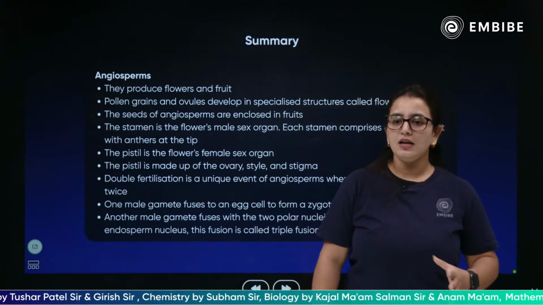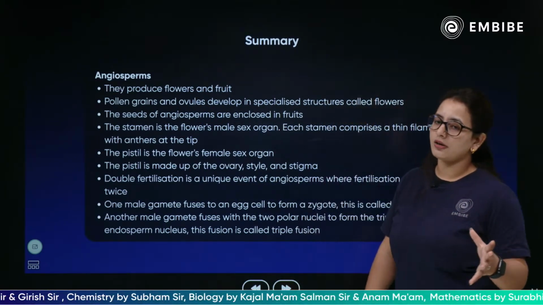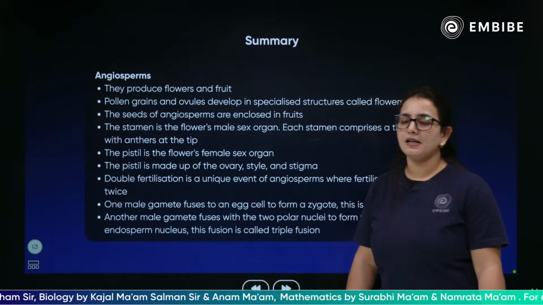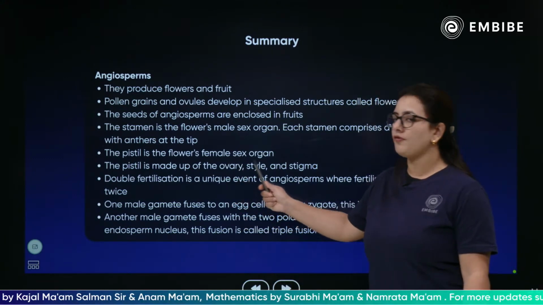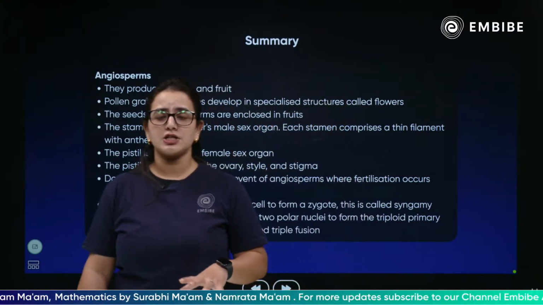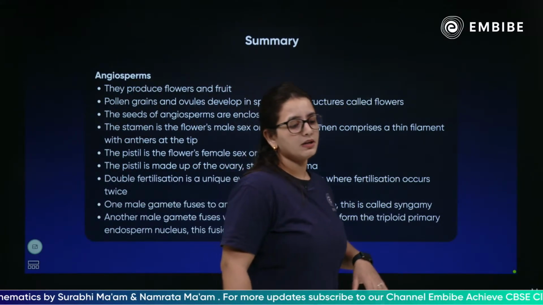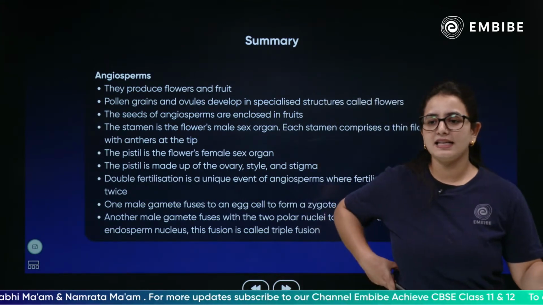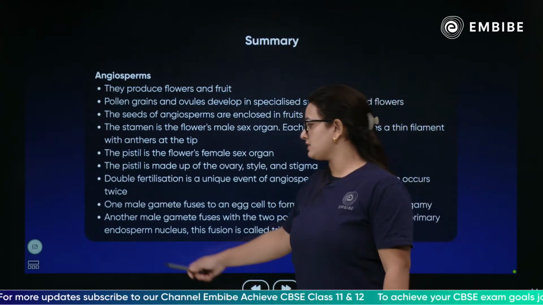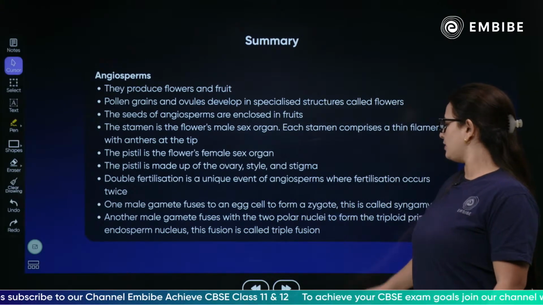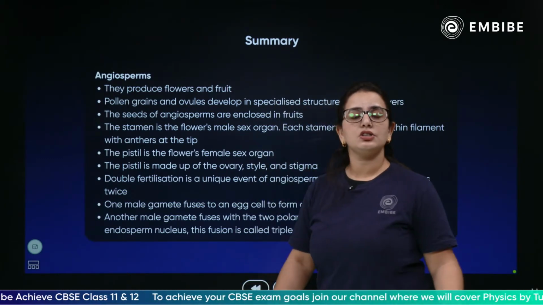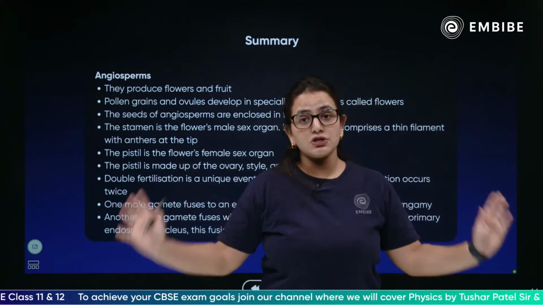The stamen in the flower is the male sex organ, and the stamen comprises the filament and the anther. The pistil is the female sex organ. The pistil is made up of ovary, stigma and style. Double fertilization is an absolutely unique feature of the angiosperm, in which one male gamete fuses with the egg cell, and the other male gamete fuses with the central cell, with the polar nuclei, and forms the primary endosperm nucleus, also known as the triploid nucleus. So this is all about the angiosperms in detail.